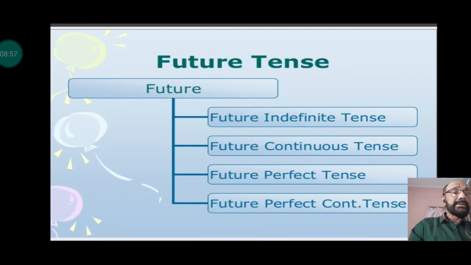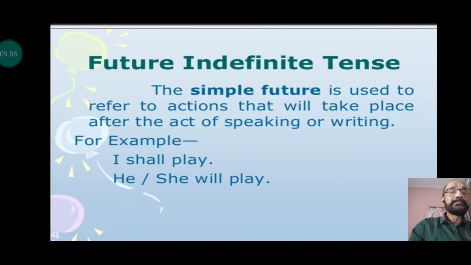Future tense, same four categories: indefinite, continuous or progressive as it is called, perfect and perfect continuous. The simple future is used to refer to actions that will take place after the act of speaking or writing. I shall play cricket after I finish my homework. So it will begin after some action is completed.